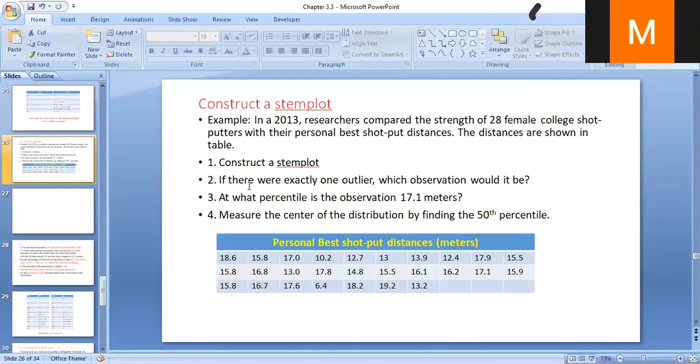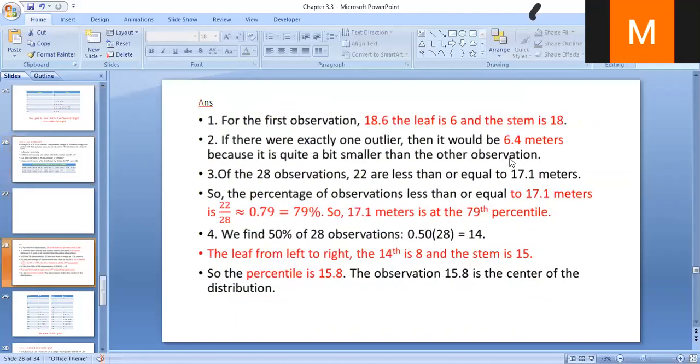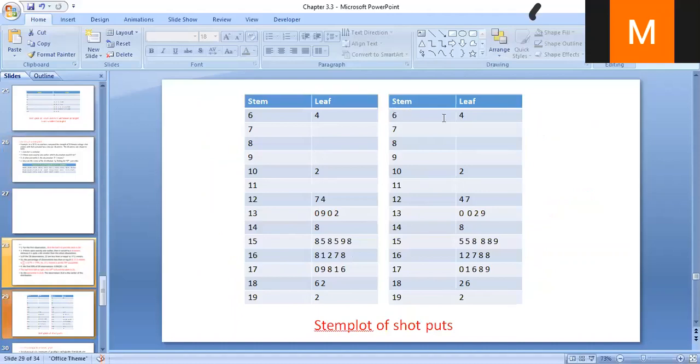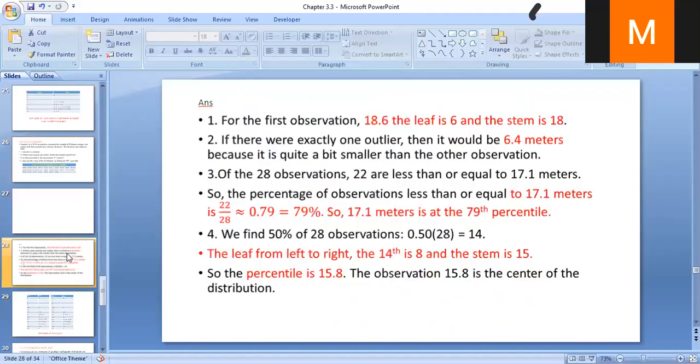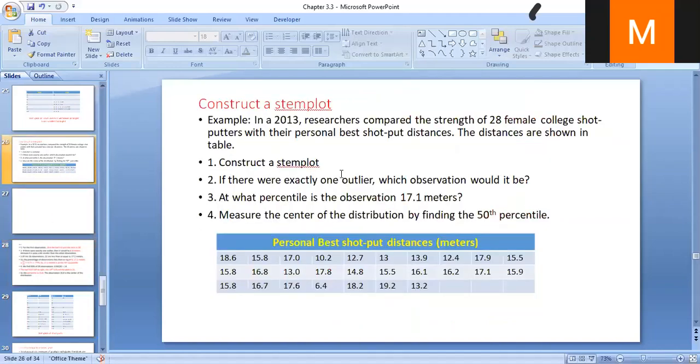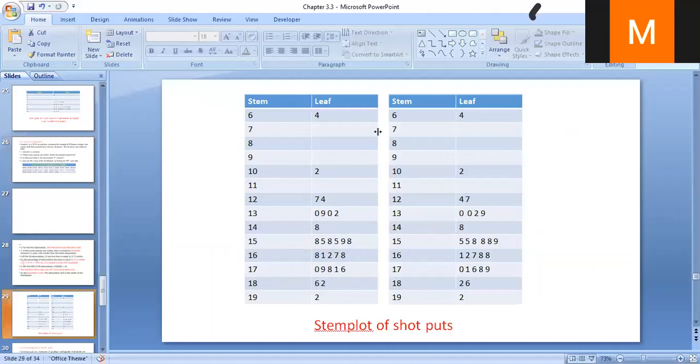That is question 2. If there were exactly one area, which observation would it be? You will answer 6.4. And when you look at it, you see 6.4 is the area. Any question when you find the area? Area, you look on the table. We will see this is very close, so compare with the other observations. So that is the area.